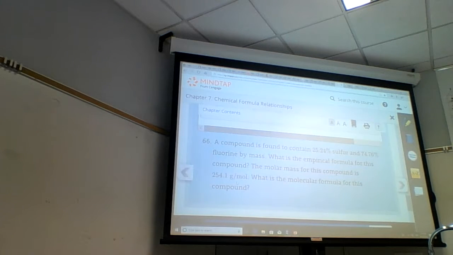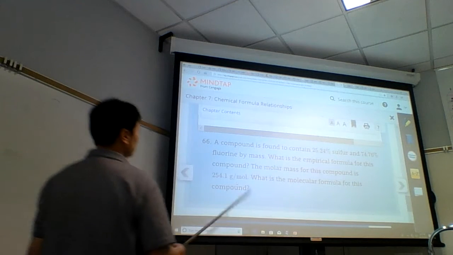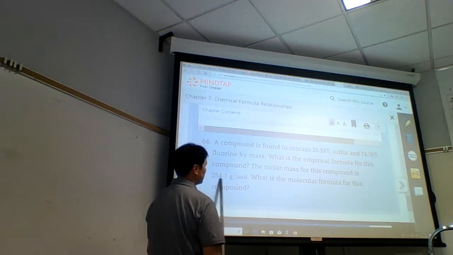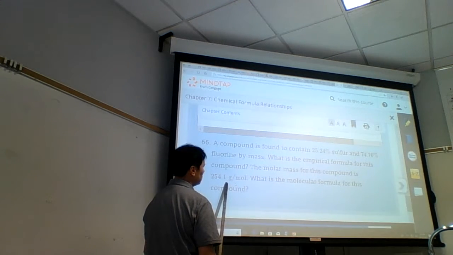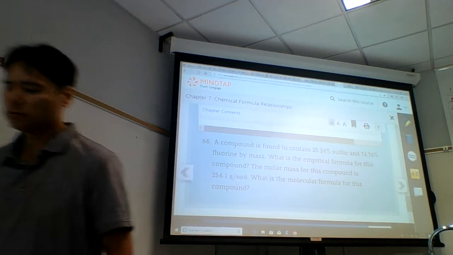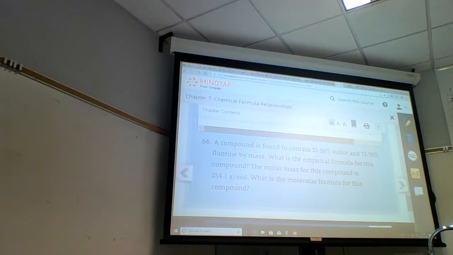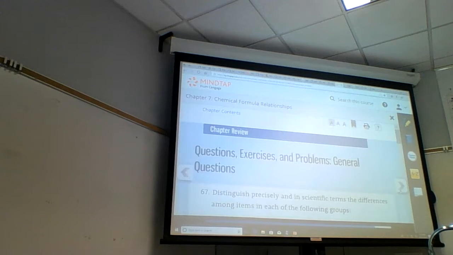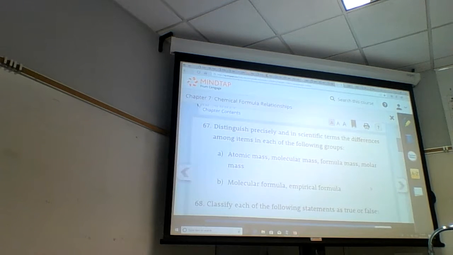This one, a compound is found to contain sulfur and chlorine. And so this doesn't have that extra twist here, and then it has this math. And so this is very similar to the ones we saw earlier. There's no real difference to this. That's it. So we've done every single problem.